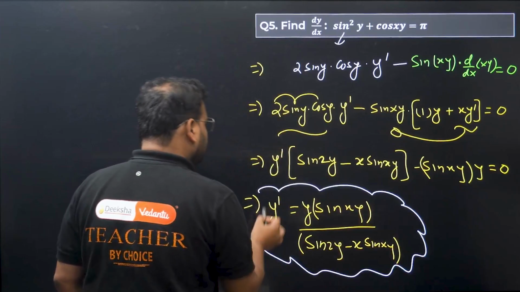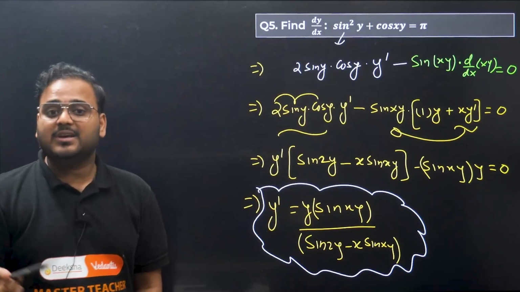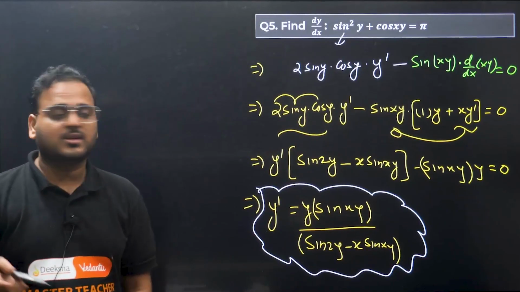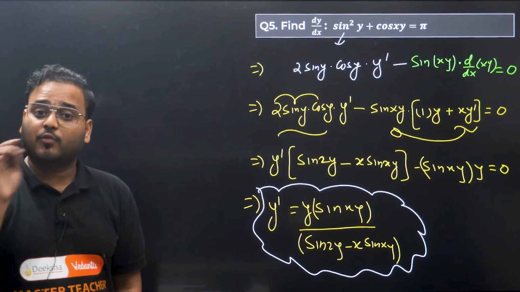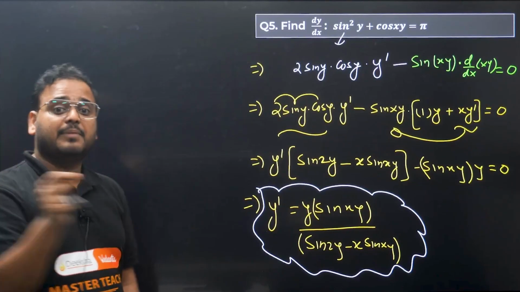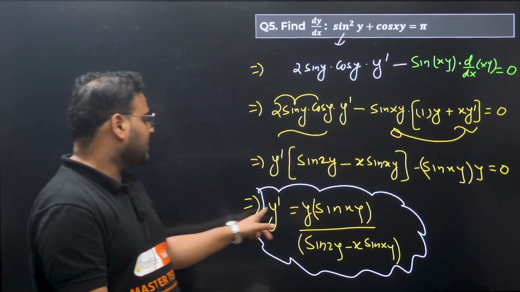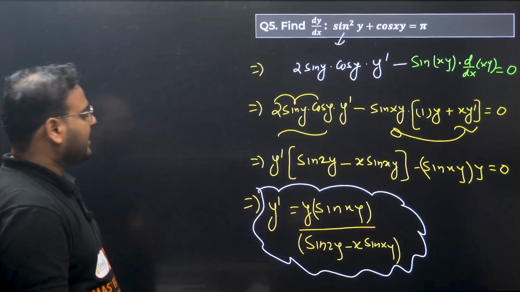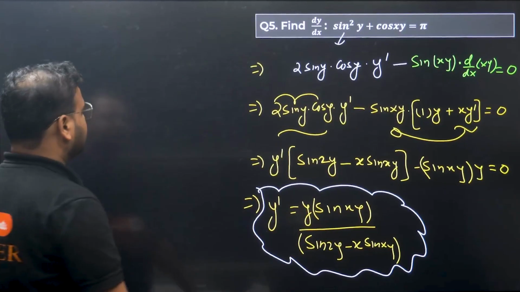So you have to solve the questions with me as well. You can pause the video and solve the questions. Just for example, for the next 5 questions, you have to solve all of them, then come back and check my solutions. Okay, this is clear. Y dash is y sine xy upon sine 2y minus x sine xy. This is clear. 5th one is done.